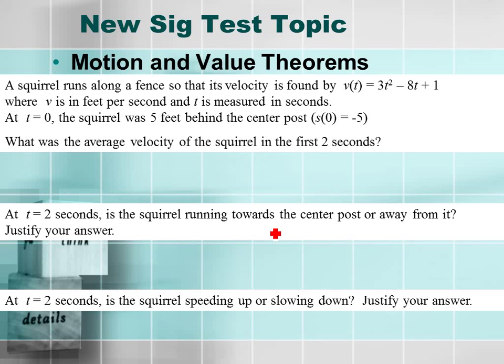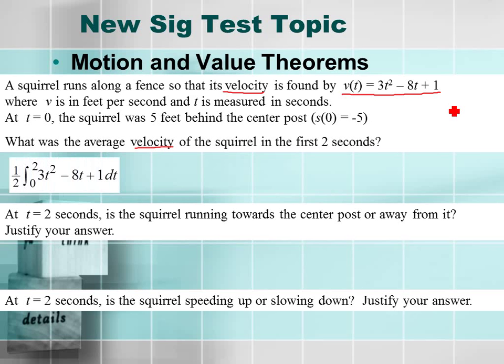I want to know what was the average velocity of the squirrel. Okay, so always be aware of what you have. They gave us the velocity. I want to find the average velocity. That's the average of this function. That's the one we use the integral for.